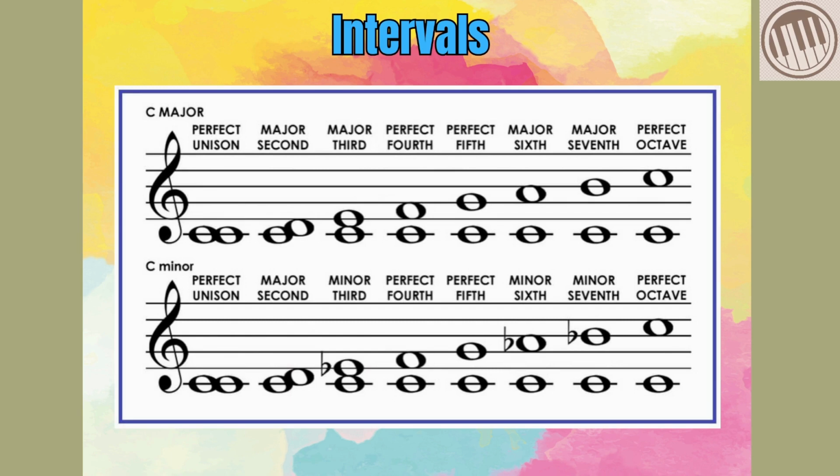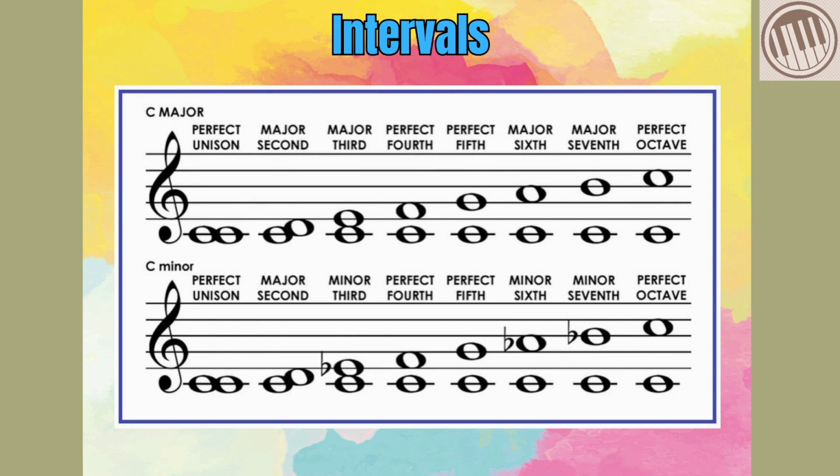So far we have learned that an interval is the distance between two notes, and certain types of intervals that exist within a scale. For example, the major intervals, the minors, and the perfect. Today we're going to take a look at the intervals of the 6th and 7th.